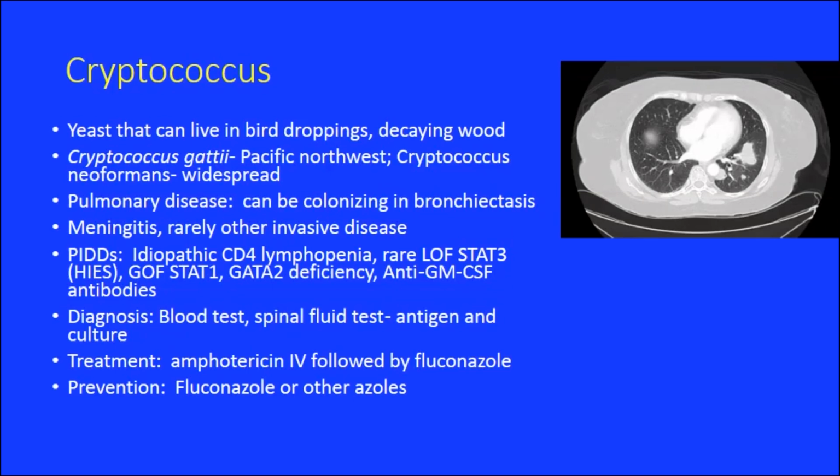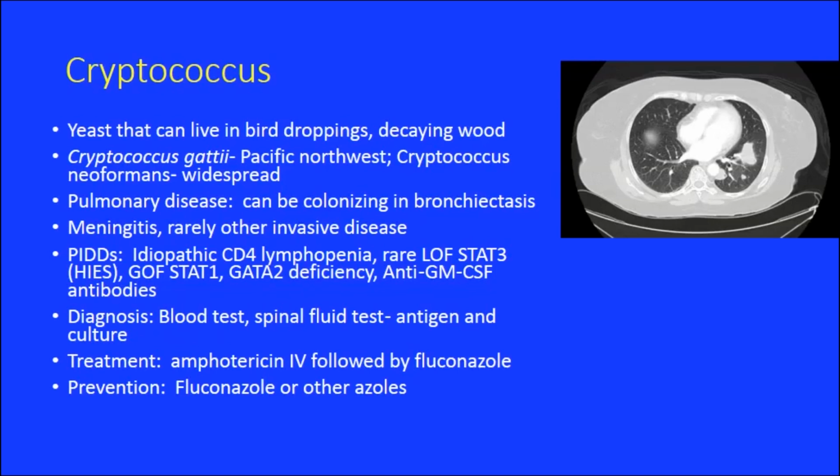You can look for evidence of the fungus in the bloodstream. It's just looking for a protein. It's called a Cryptococcus antigen. If you do a spinal tap, then you will see that protein of the Cryptococcus in the spinal fluid, and you can also grow this on culture. The treatment is with amphotericin intravenously if there is evidence of brain infection, followed by fluconazole.